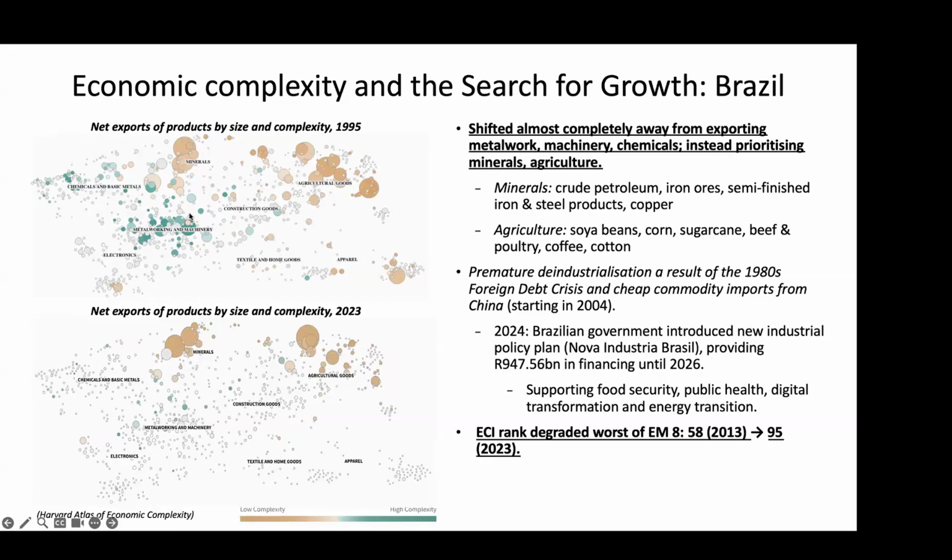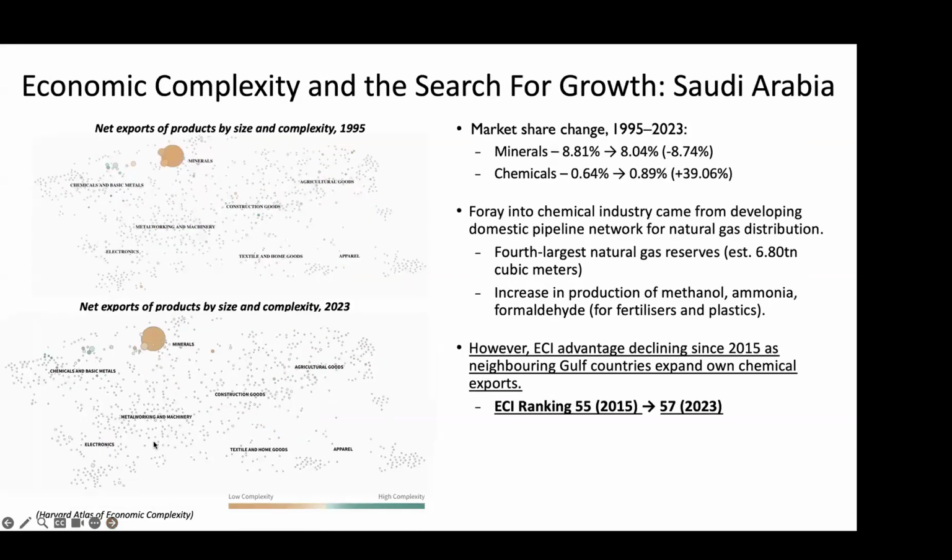So you look at this metalworking and machinery cluster in 1995, it disappears, and it disappears to China, essentially. So the entire Brazilian investment in industrial capacity of the 1980s gets destroyed by Chinese competition and their own macro problems. And so it's become a less complex economy.